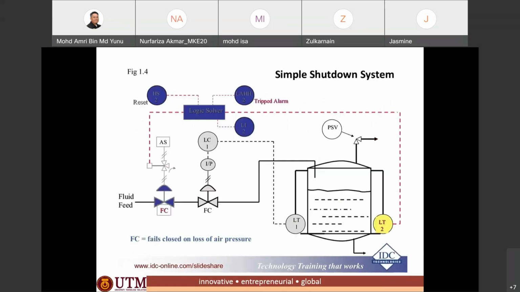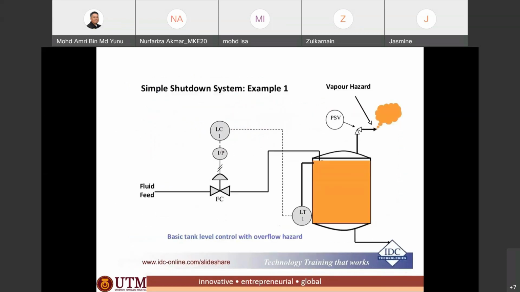So they consider this system, a simple system: a basic tank level control with overflow hazard. So we need to do some understanding of the P&ID diagram. So we look at this diagram. We have basically a vessel, into which we transfer fluid.